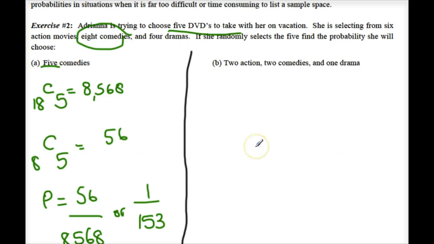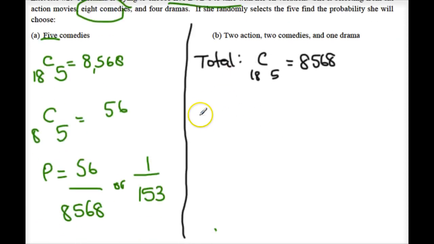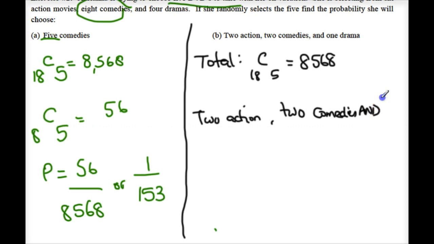It says, what if she chooses 2 action, 2 comedies, and 1 drama? So again, we know the total possibility, as we calculated, was C(18,5), which is 8,568. So 2 action. Let's break this up. She has 2 action, 2 comedy, and that's my keyword, and 1 drama.